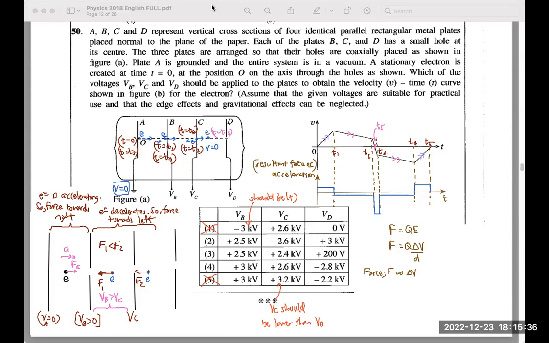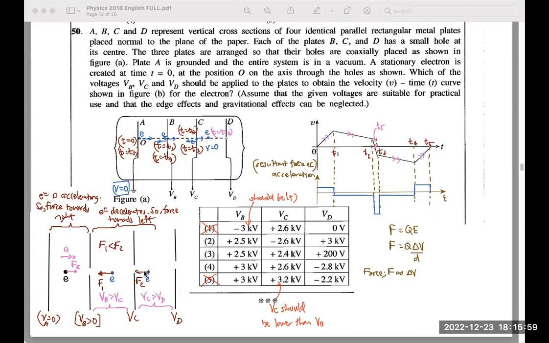Between VC and VD, what can you say, people? Hurry up. Between VC and VD, who is bigger? Again, VC should be larger, no? VC should be larger. Why?